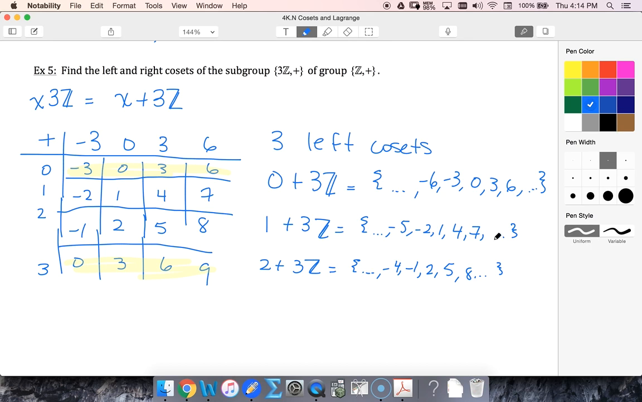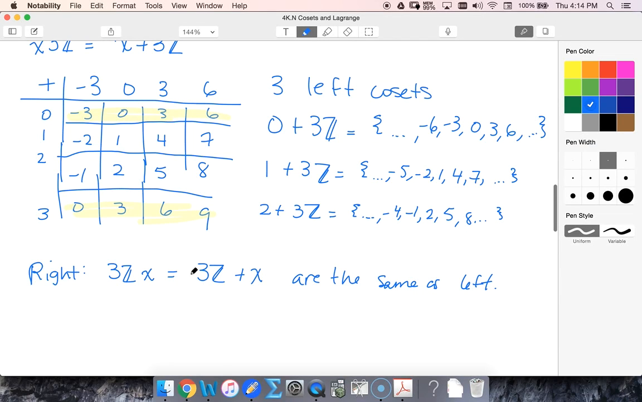So we could also say these are our 3 partitions of our original set of integers. These are our left cosets. Well, addition is commutative, so our right cosets are going to be 3Zx, which is the same as 3Z plus x. Those are going to be the same, and of course, that's because addition is commutative.